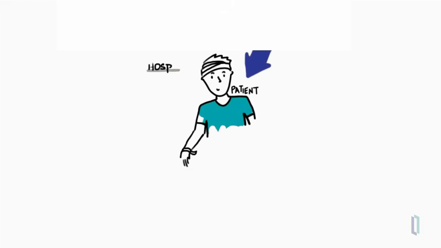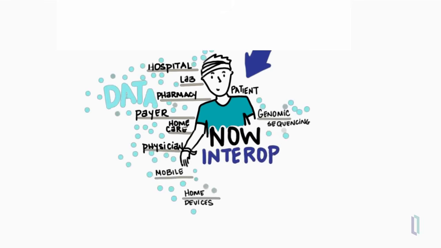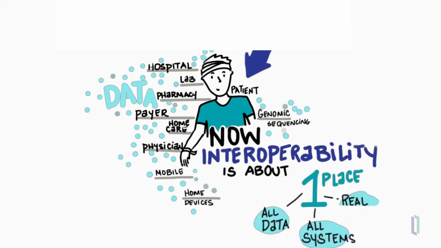But we all know that now there's data in a lot of places besides the hospital. There are more systems in the hospital, but there are also payers that have systems, patients have mobile devices and home devices that have data, genomic sequencing labs have data, and there are an ever-increasing number of places that we find data about individuals. So today, interoperability no longer means connecting two systems.